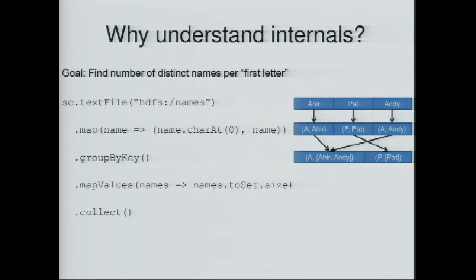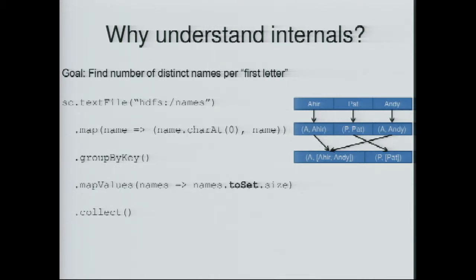And then we do a group by key, where we rearrange the data such that all of the data for a single key is together. So we have A with Ahir and Andy, and P with Pat. It's sort of a list or something. And then we map values. The value is this list for each letter, and we first take it to a set.